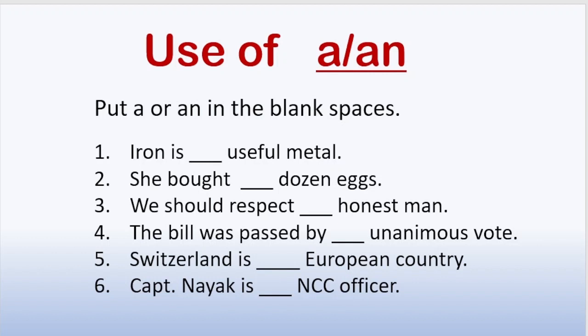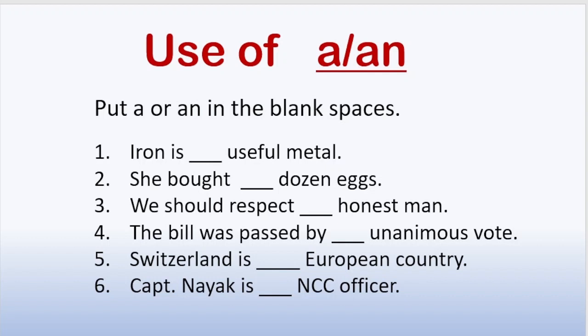Number 4. The bill was passed by blank unanimous vote. The word begins with a consonant sound. As it begins with a consonant sound, we should use a unanimous vote. The bill was passed by a unanimous vote.